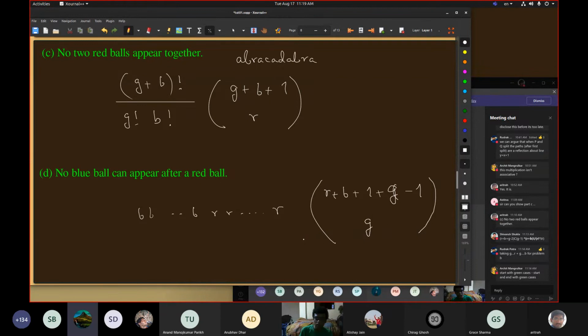So doesn't the question mean that no blue ball appears immediately after red? Not immediately. If a red ball has appeared, then after this, here or here or here, no blue ball can appear. So that means all the blue balls will appear before all the red balls.